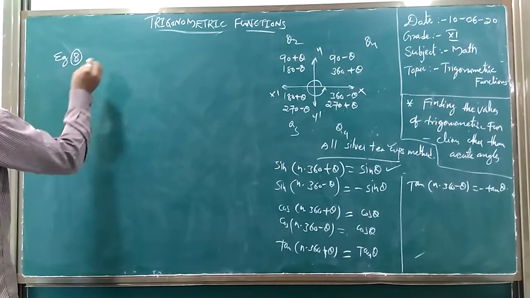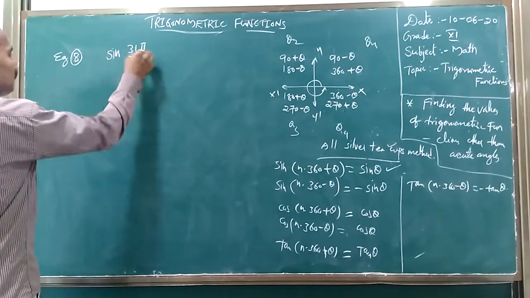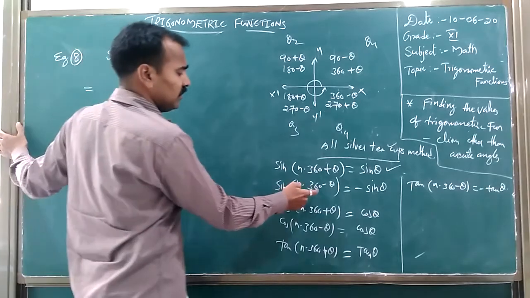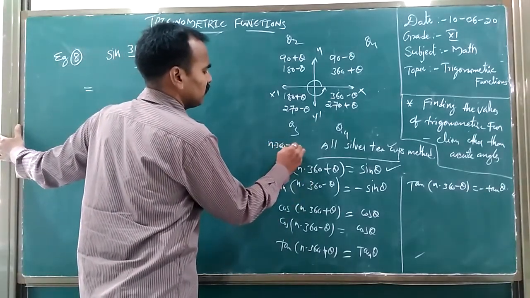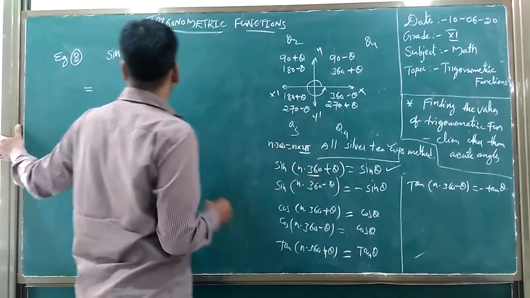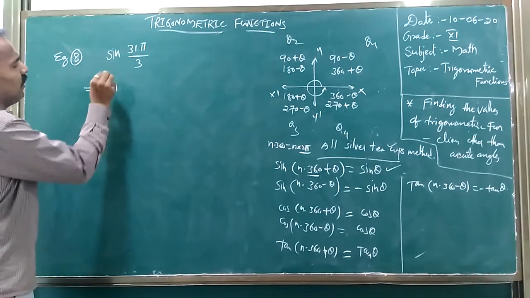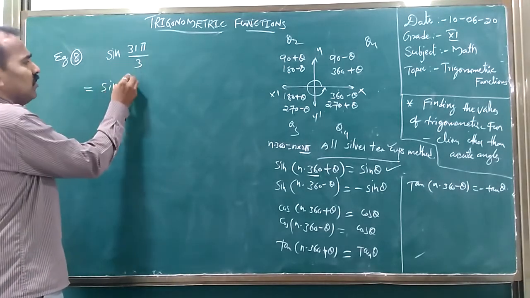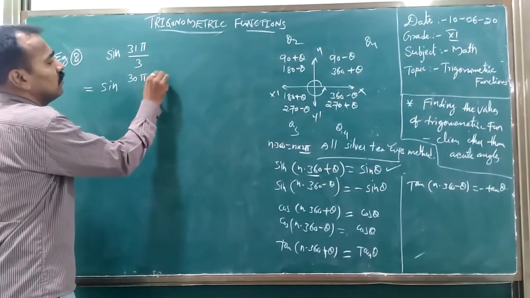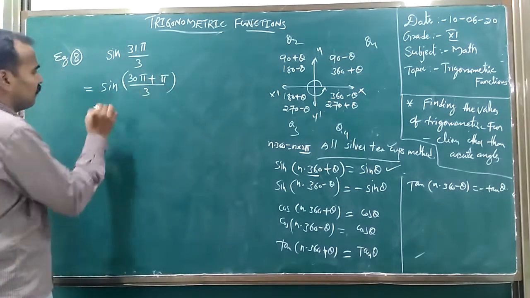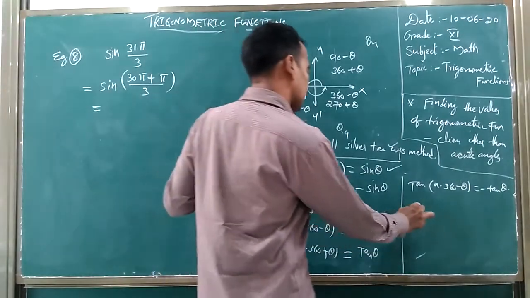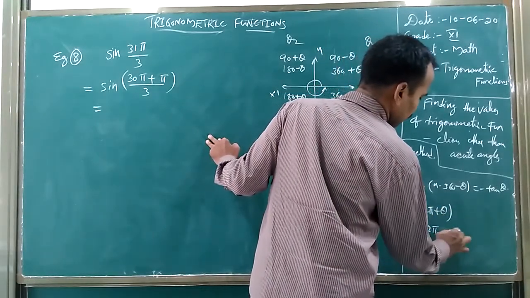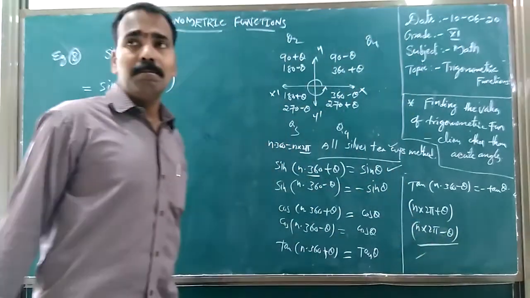Here it is given: find the value of sin 31 pi by 3. We can write n into 360 as n into 2 pi, since 360 degrees in radians is 2 pi. Now we write 31 pi as a multiple of the denominator. What is the nearest multiple of the denominator? Here we have 30 pi plus pi by 3. We need to write it in the form of n into 2 pi plus theta or n into 2 pi minus theta, where n stands for the multiple of 2 pi.